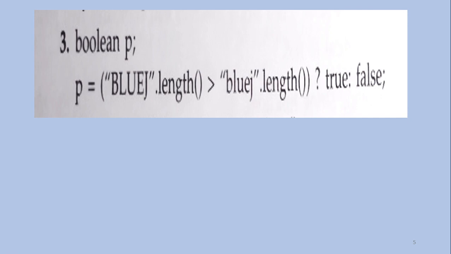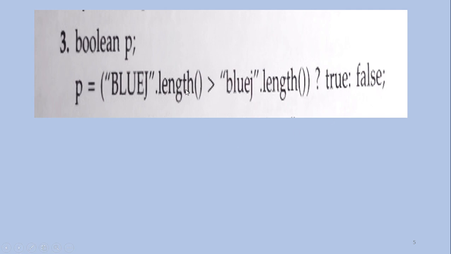5 greater than, they have given another string blue j. Only thing is they have given it in small letters, but the length remains the same. Here you are using which operator? Ternary operator. Hope you remember the ternary operator, the conditional statement operator. So 5 greater than 5. Is 5 greater than 5 true or false? The expression is returning false. Since the expression is returning false, the second expression will work out. So what will be stored in P? In P, false will be the answer.